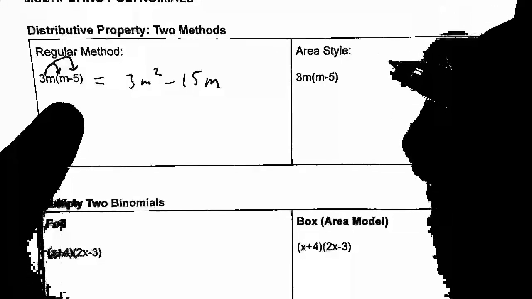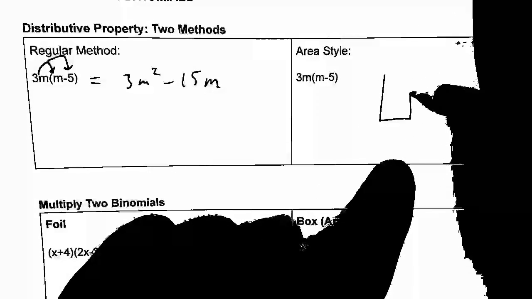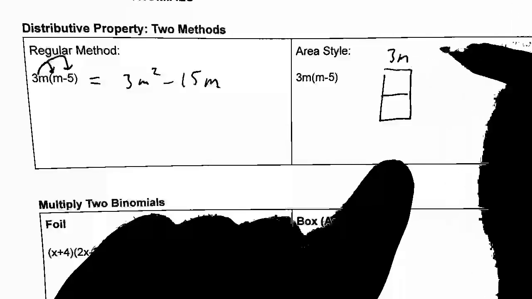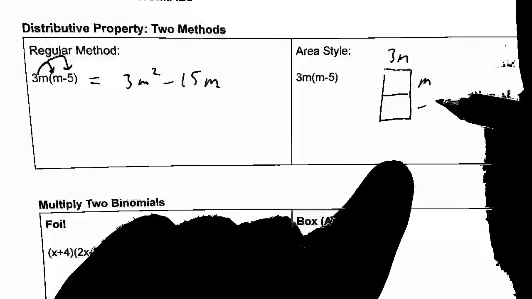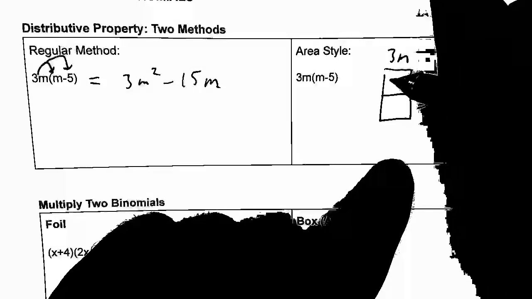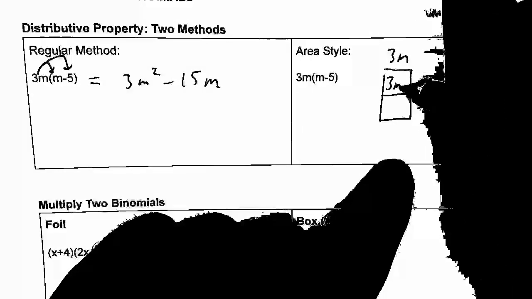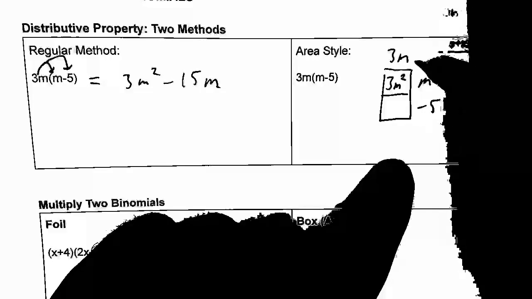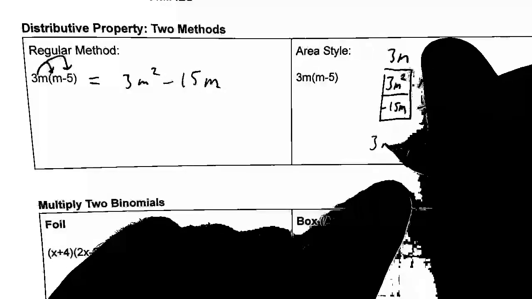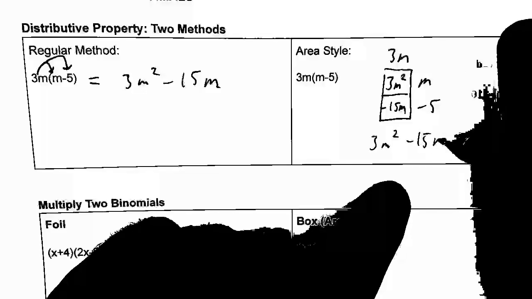When we do it area style, that means you draw the box, and on one side you have one of the terms, and on the other side you have your other terms you're multiplying, and then you multiply in the middle. So 3m times m is 3m squared. 3m times negative 5 is negative 15m. That's it. 3m squared minus 15m. Are we doing okay so far?